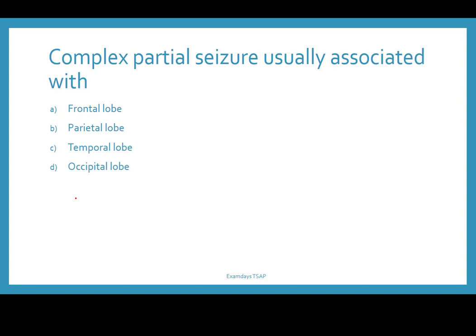Next question. Complex partial seizure is usually associated with option A, frontal lobe; B, parietal lobe; option C, temporal lobe; and option D, occipital lobe. And your answer is, the correct answer is going to be temporal lobe.